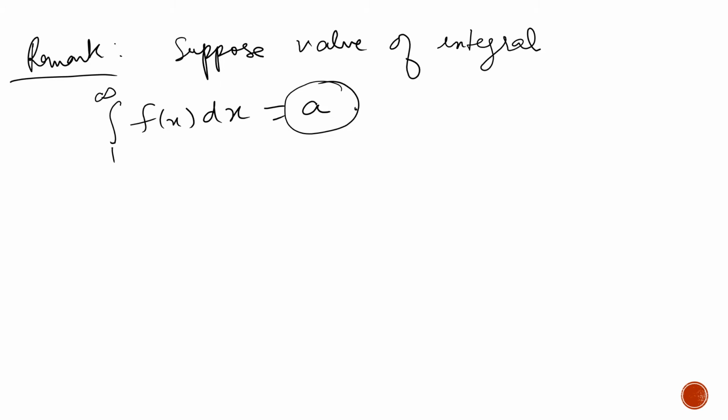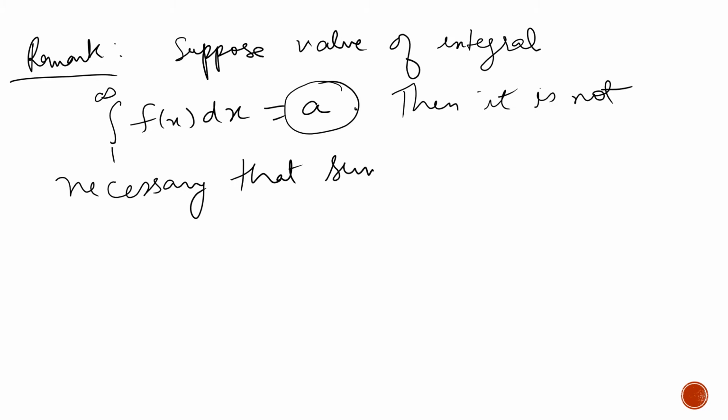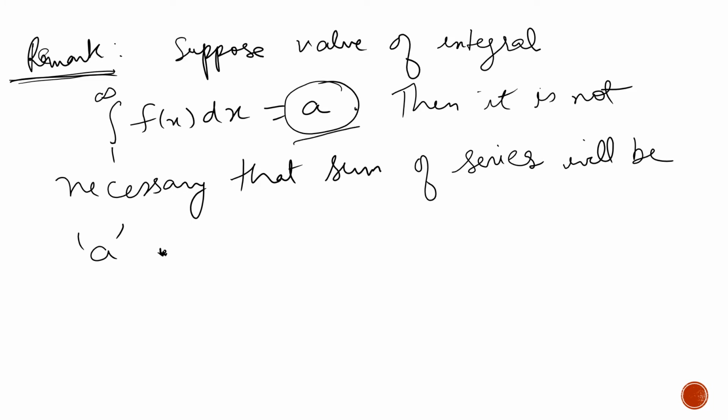Suppose the value of the integral is A, then it is not necessary that the sum of the series will be A. So there is no relation between the value of the integral and the sum of the series. This is a remark which you need to understand: the value of the integral will just tell you about the convergence and divergence, and it has nothing to do with the sum of the series. So next we will take an example for showing how to determine whether a series is convergent or divergent using the integral test.